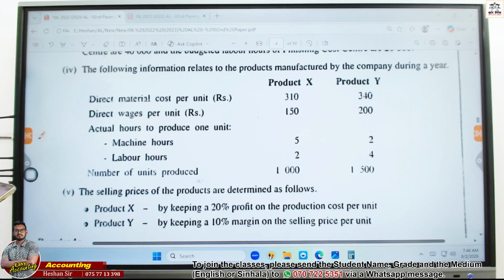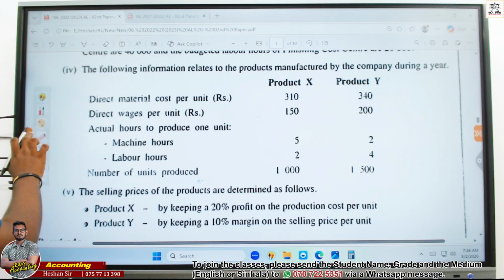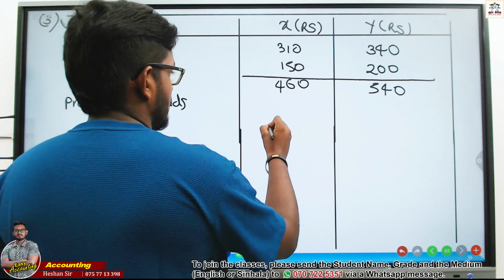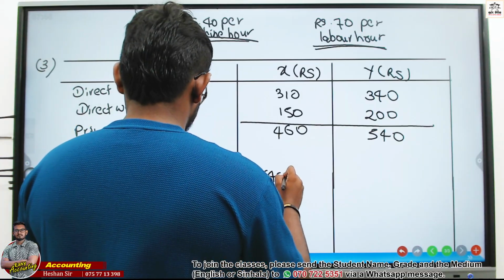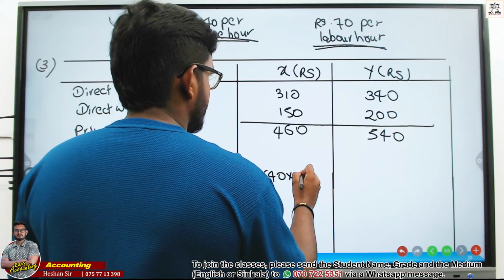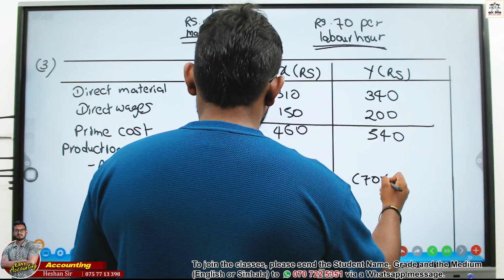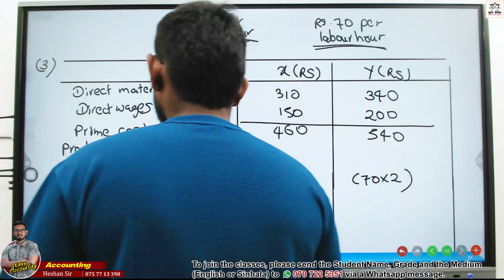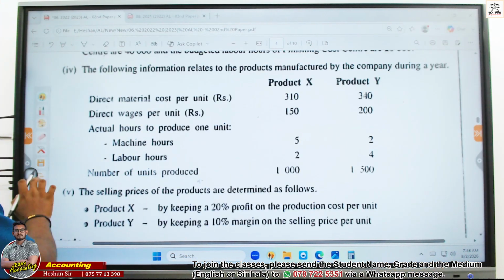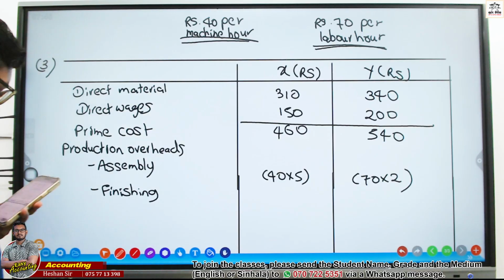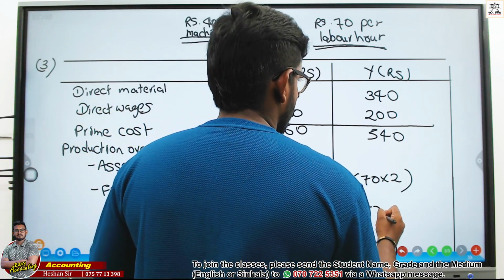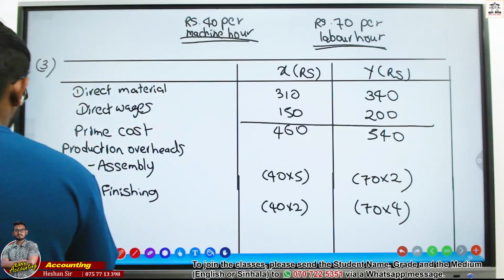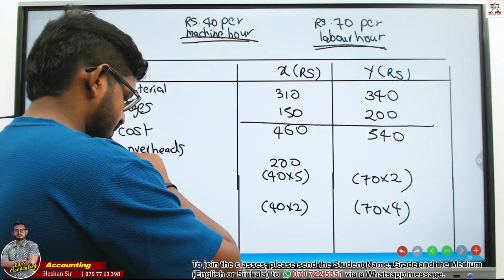Assembly and finishing. So for assembly, we take machine hours, actual machine hours 5, right? Here, labor hours 2. So the product takes 40 divided by 5, 70 multiplied by 2. In finishing, 2 and 4. Sorry, 2 and 4, yes. 40 multiplied by 2, 70 multiplied by 4. Here you can see 200, 140.